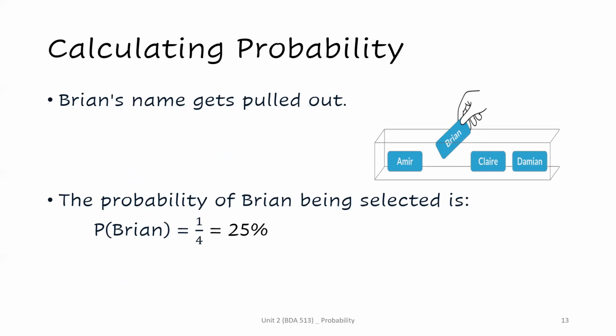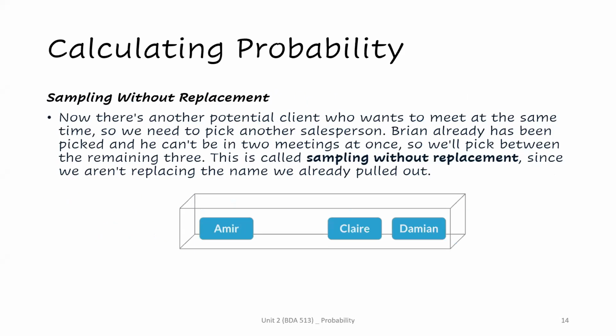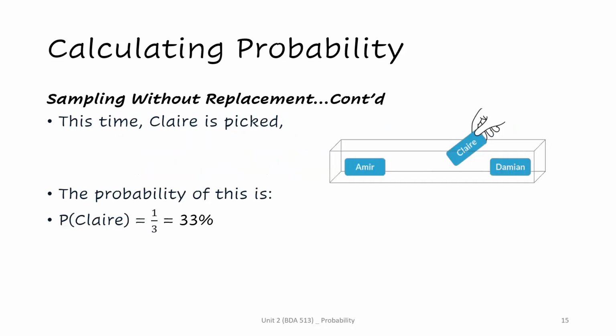Then we said that supposing at the same time that Brian is going to meet that potential client, another client has also popped up and another salesperson needs to go and see that client. In this case, Brian cannot be part of this because he's already going to meet the other client. If we select one person from the 3, this is what we call sampling without replacement, in the sense that when Brian was picked, he was not replaced. Therefore the probability in this case will be 1/3.